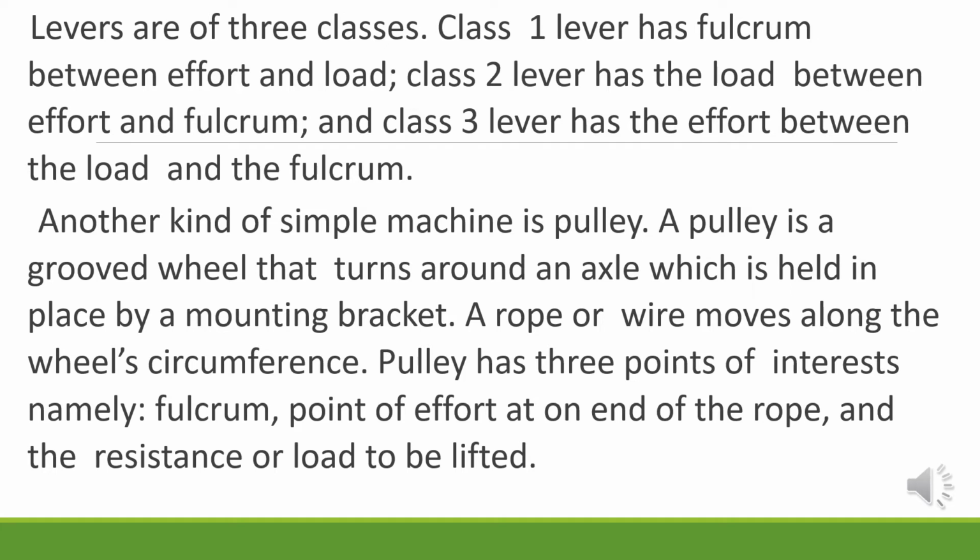Another kind of simple machine is pulley. A pulley is a grooved wheel that turns around an axle, which is held in place by a mounting bracket. A rope or wire moves along the wheel's circumference. Pulley has 3 points of interest, namely fulcrum, point of effort at one end of the rope, and the resistance or load to be lifted.